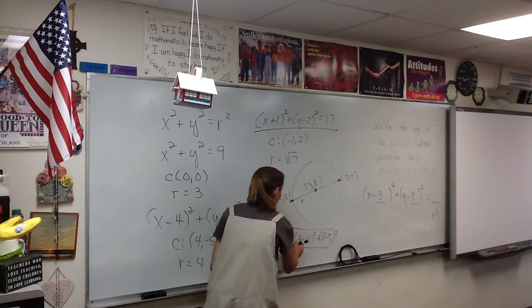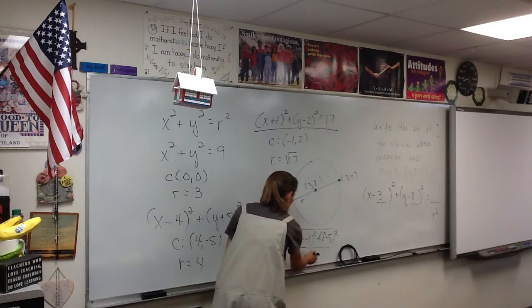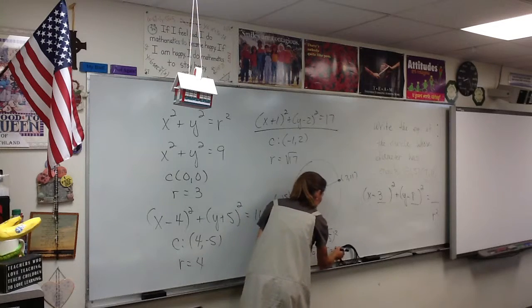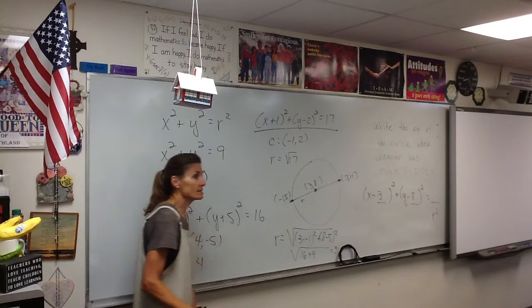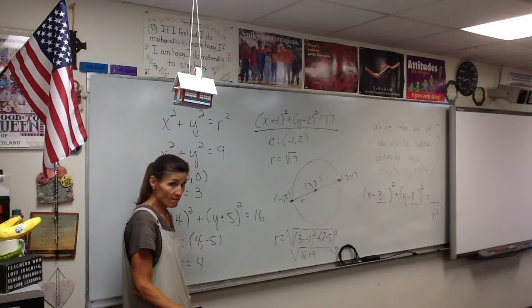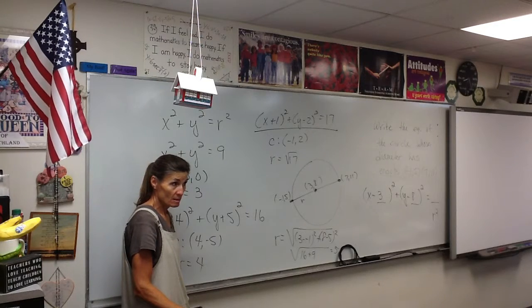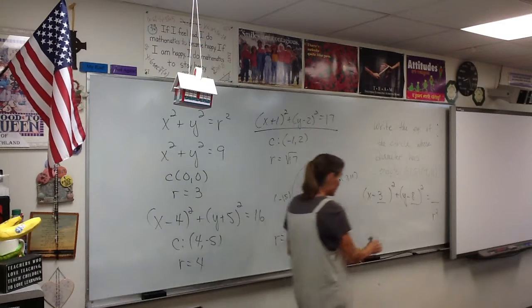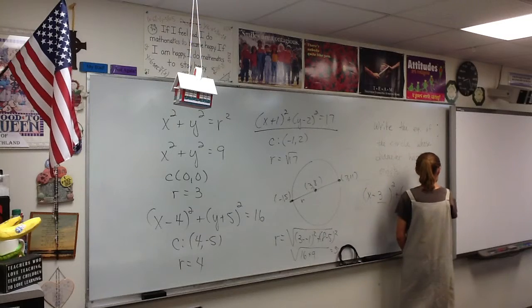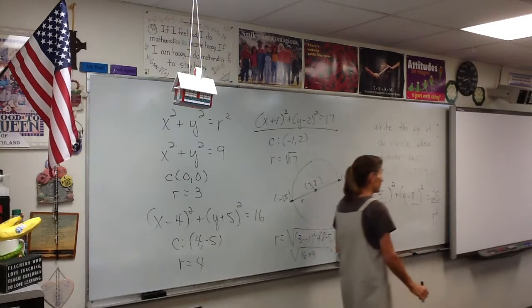So what do we have? We have the square root of 16 + 9. So my radius is 5. So what do I put in the blank? 25. Very, very good.